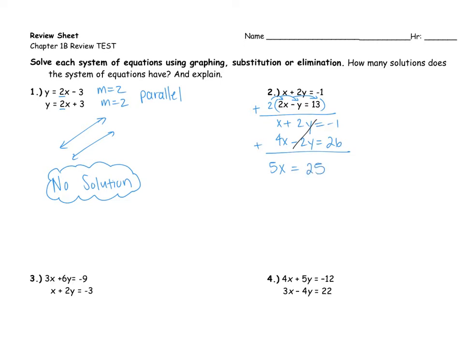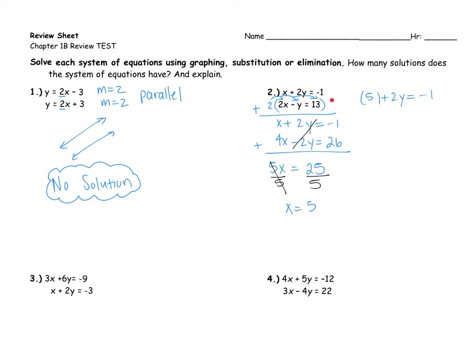If I want to get this x by itself, I need to divide by 5. So my x here is 25 divided by 5, which is 5. So I found my x. I need to get my y value. So I'm just going to plug it into one of the equations. I'll just choose the top equation. It doesn't matter. So if I plug it into the first equation, I have 5 plus 2y. I don't know what my y is.